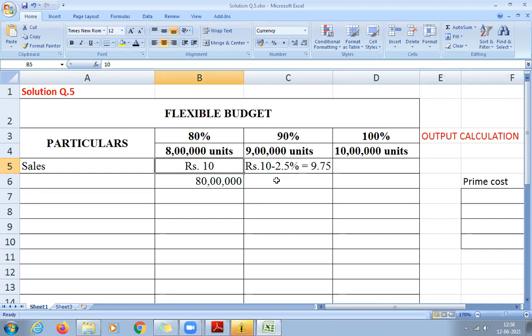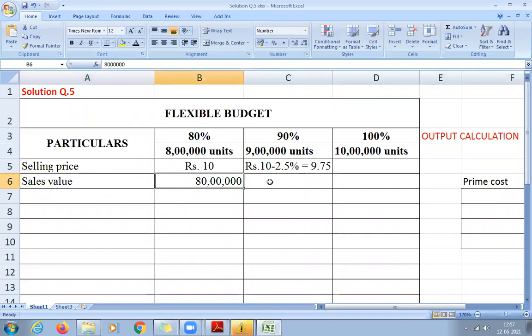So now you multiply 9.75 into 9 lakhs, you'll get the sales value. 87 lakhs 75,000. Yeah. This is the selling price and this is the sales value.